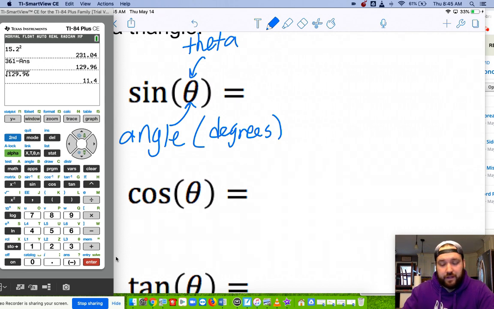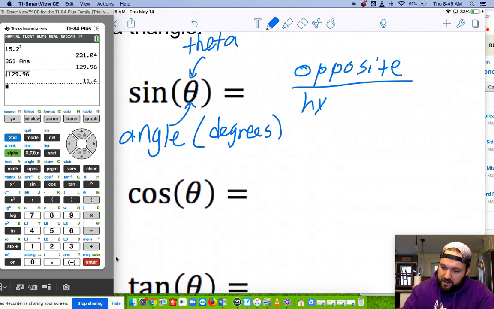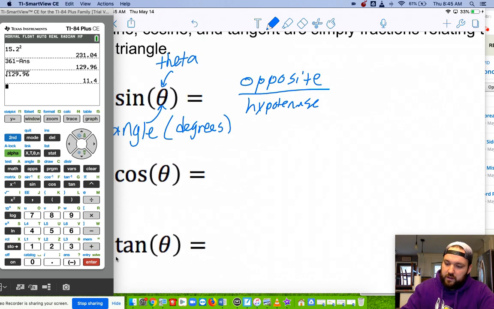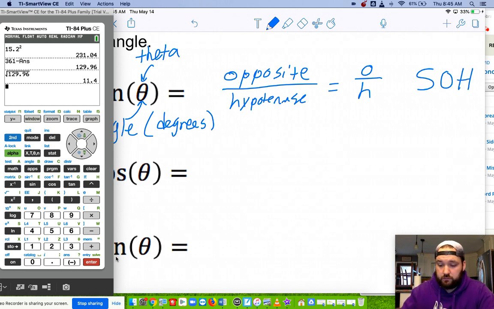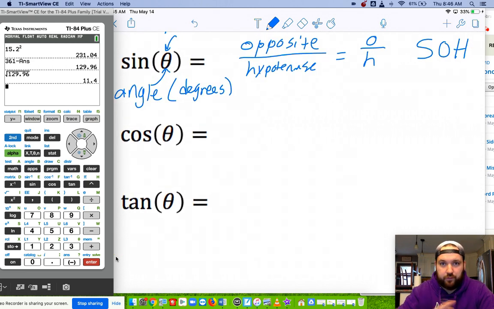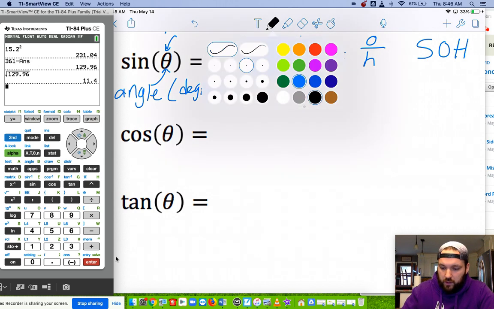But the sine of a given angle is defined as the length of the opposite leg divided by the hypotenuse. This is often shortened to just O divided by H, and that's where you get the SO in SOHCAHTOA. And again, if you forgot all this, we'll talk about it.